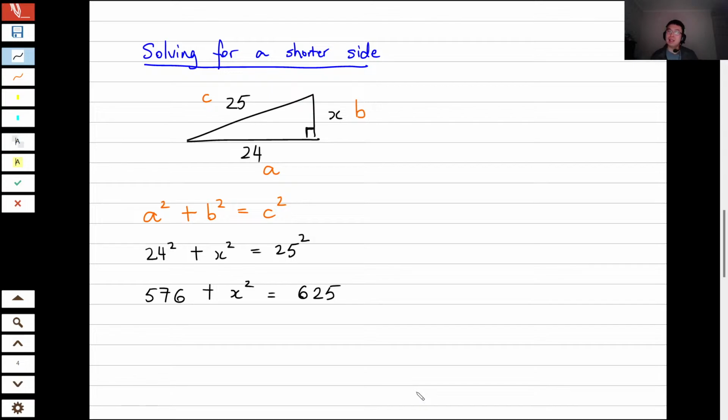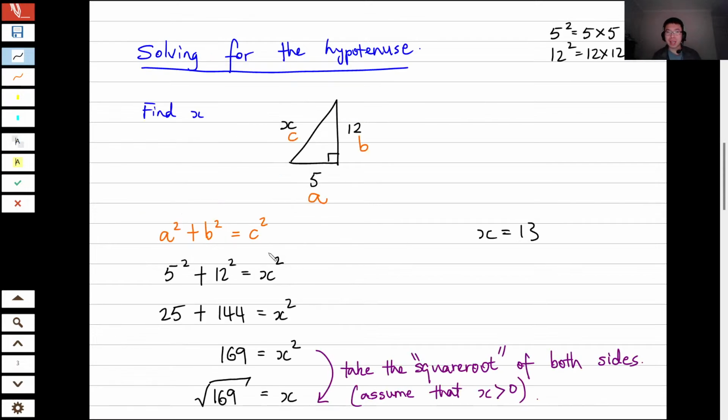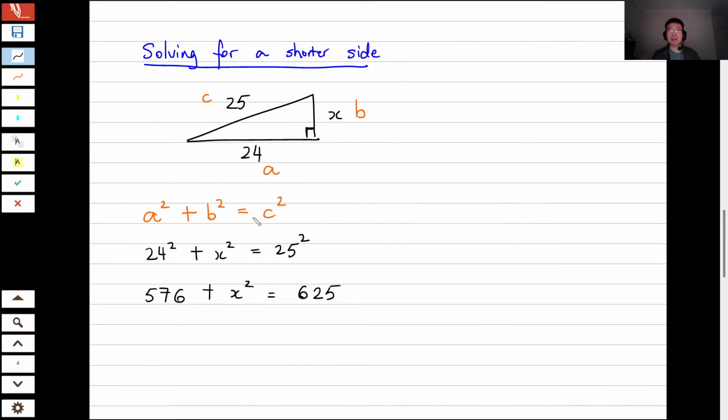You should notice that this equation looks quite different. Here, the x squared is being added to a number. In this case, the number is 576. Whereas before, the x squared was on its own. And that's because in Pythagoras' theorem, the hypotenuse is on its own. So I'm expecting that if I'm not solving for the hypotenuse, if I'm solving for one of the shorter sides, the x is going to appear grouped with one of the other side lengths squared.